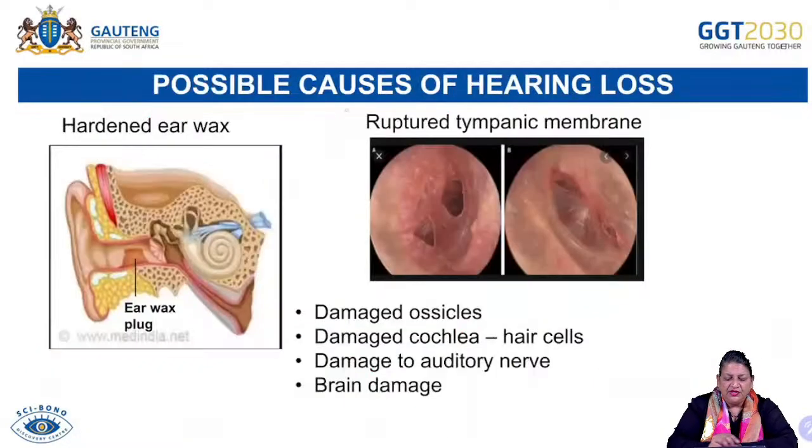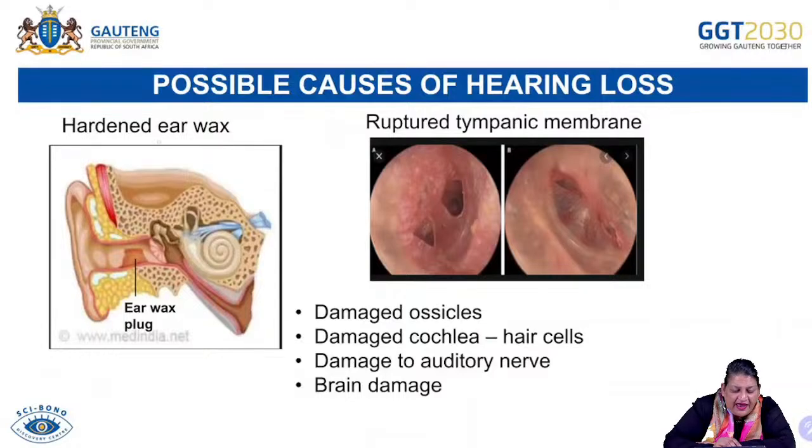And then, learners, you can also see now possible causes of hearing loss. We looked at the structure of the ear, but we also can see that sometimes not everybody is fortunate enough to hear. Some are born deaf, or some may be born able to hear, but during their lifetime some mishap happens and they can lose their hearing. So let us see what are some of the things that can cause hearing loss.